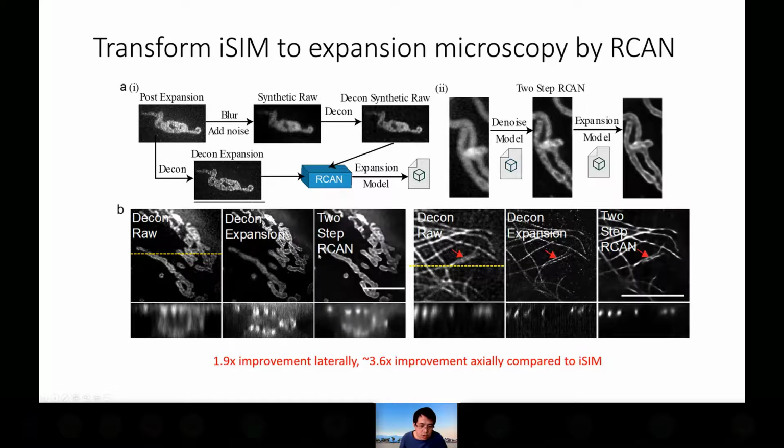In the example I showed here, those are two-step RCAN expanded images. On the left side, those are top 20 mitochondrial images, and the right side, those are mitochondria expanded predicted images. We can see that the two-step RCAN images provide a much better resolution improvement in both XY and XZ view. We then further quantified how much improvement we can get in terms of resolution compared to the iSIM. We found that we can get 1.9, almost 2x improvement laterally, and 3.6x improvement axially compared to the iSIM images.